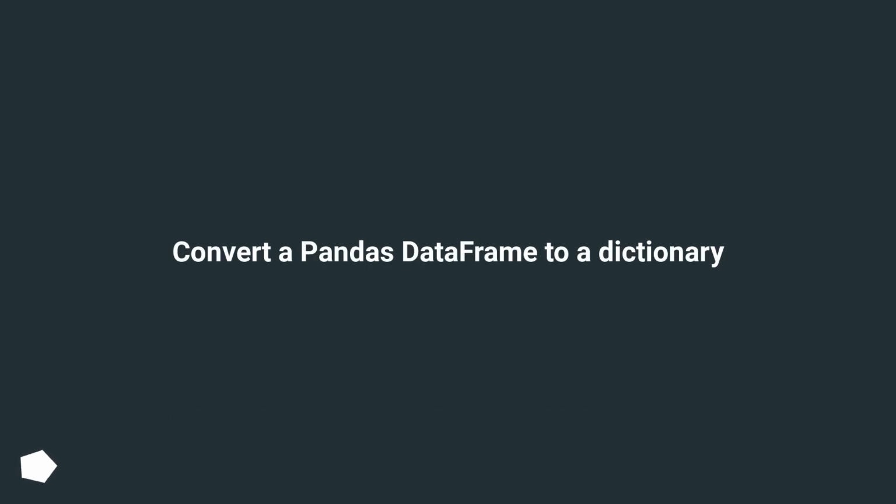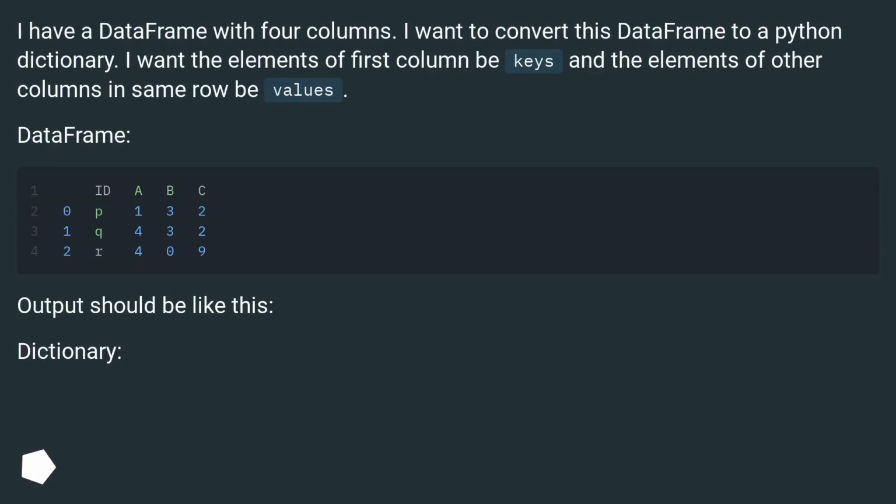Convert a Pandas DataFrame to a dictionary. I have a DataFrame with 4 columns. I want to convert this DataFrame to a Python dictionary. I want the elements of the first column to be keys and the elements of the other columns in the same row to be values.